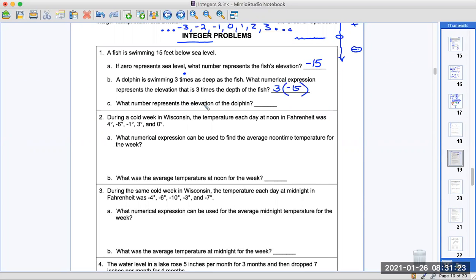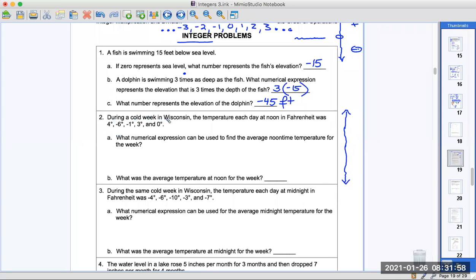Okay, what number represents the elevation of the dolphin? Now, who can tell me what that is? 3 times negative 15. Aiden, do you have any idea? Or negative 45. Good job. Negative 45 feet. So the dolphin is 45 feet under the water, under the sea level. So remember, this is all vertical number lines. A thermometer, oh, this is my vertical line, very, very crooked.